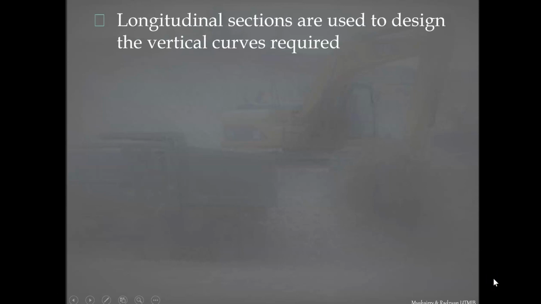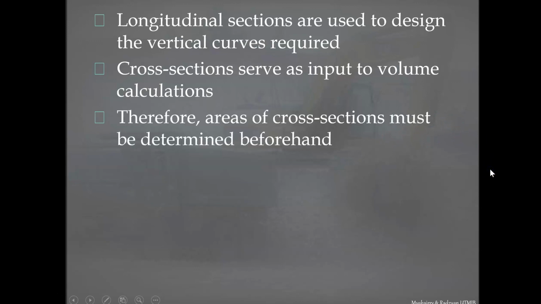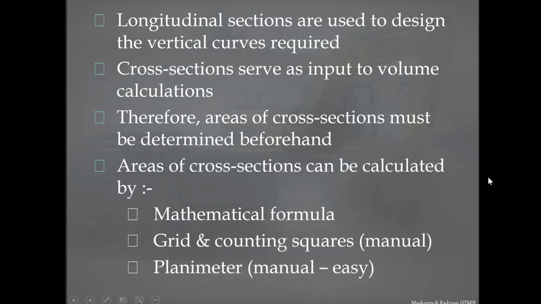Okay, long sections are used to design the vertical curve required. So from the slide that I've shown earlier, you could see that from the long section we can figure out where the vertical curve will be, the grades going down and the grades going up, and how long the vertical curve is. And at the same time, it tells us where areas of cut and areas of fill are. Whereas cross sections will be used to calculate volume. So before we start calculating volume, we've got to find out the areas of the cross sections, and there are a fair number of ways to do that.